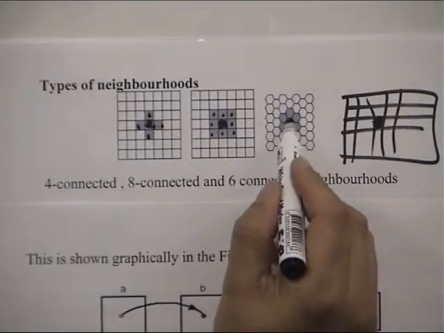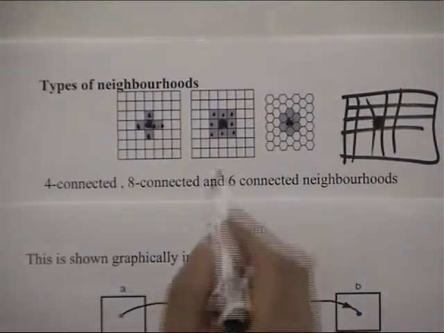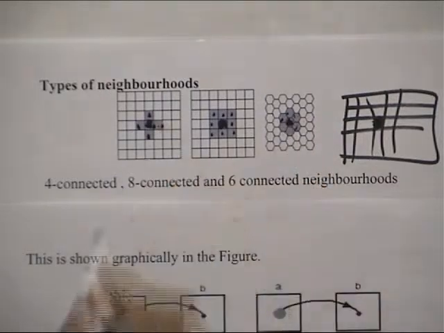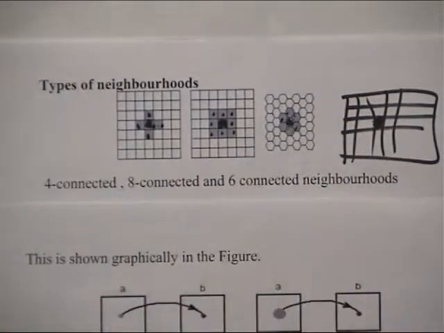Here, this point would be influenced by the surrounding 6 points. This has certain advantages, but results in complexity.